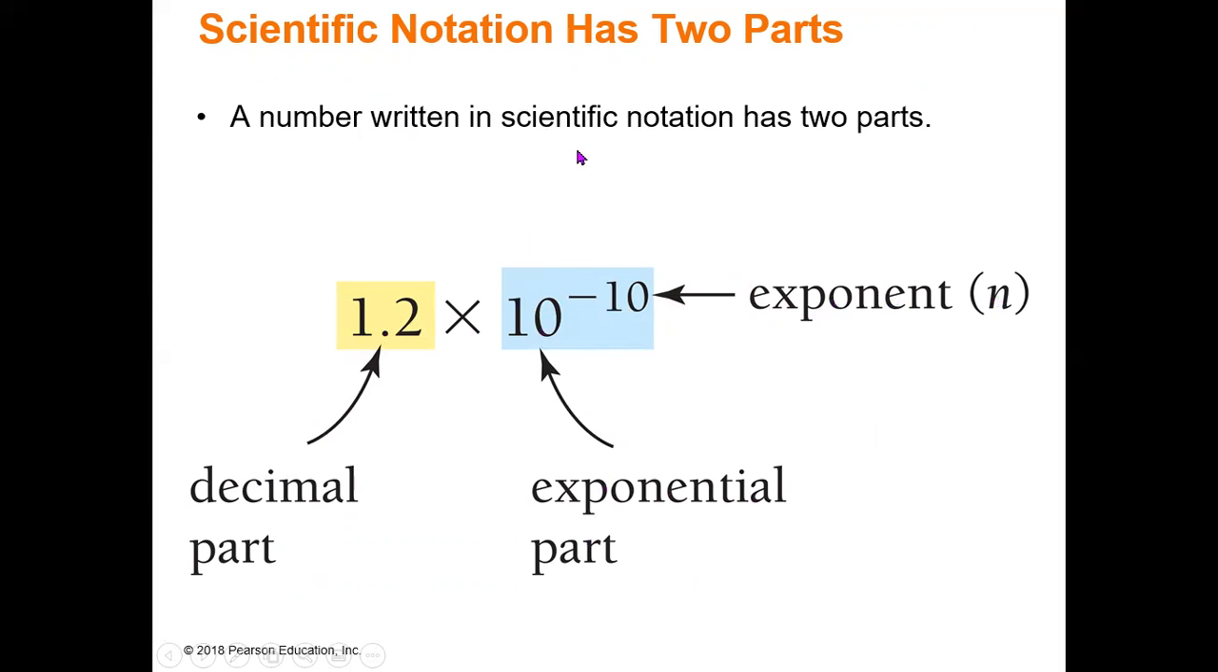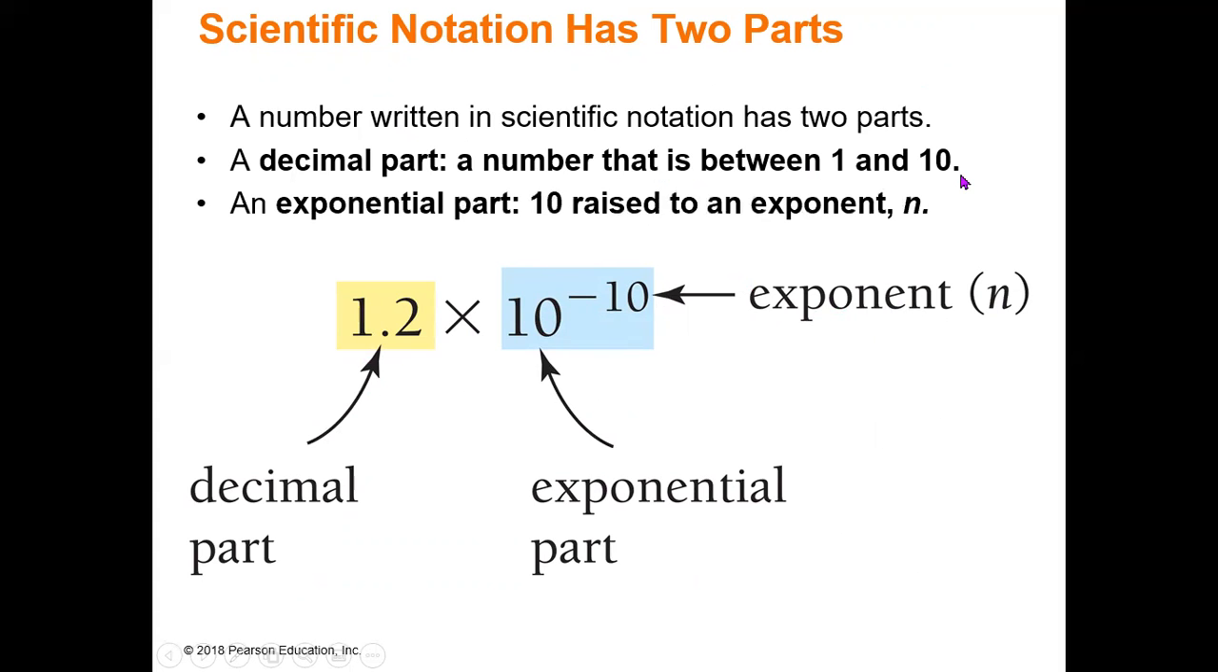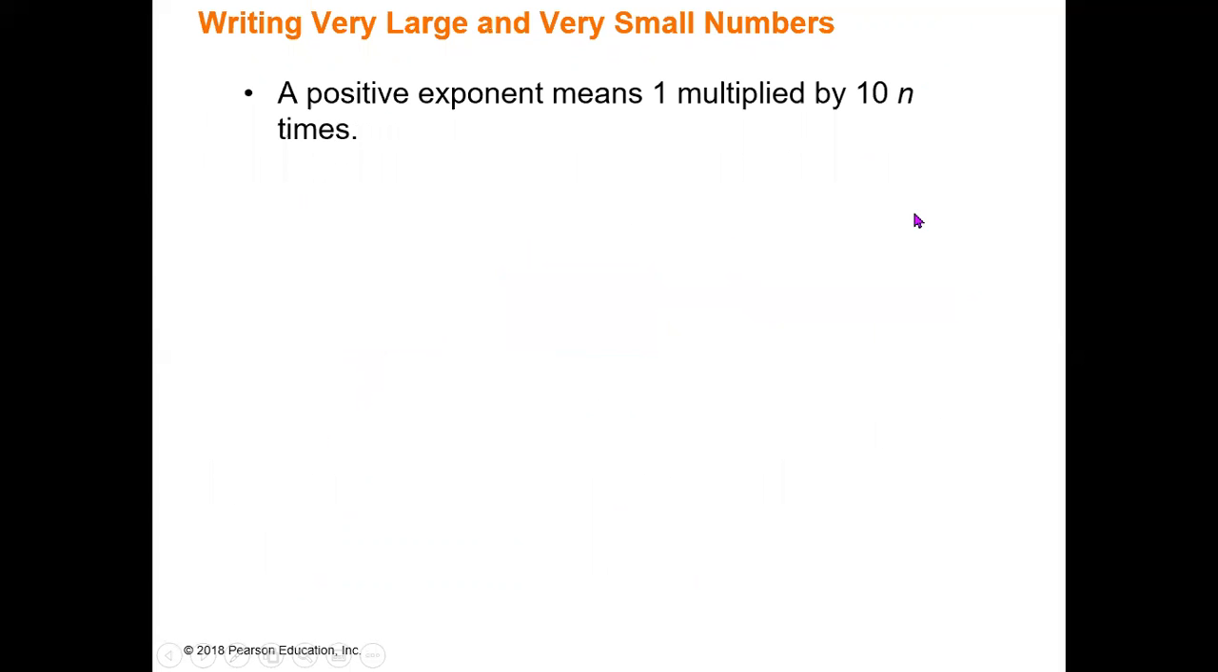A number written in scientific notation has 2 parts. A decimal part, a number that is between 1 and 10. An exponential part, 10 raised to an exponent n. This is used for writing very large and very small numbers. A positive exponent means 1 multiplied by 10, n times.